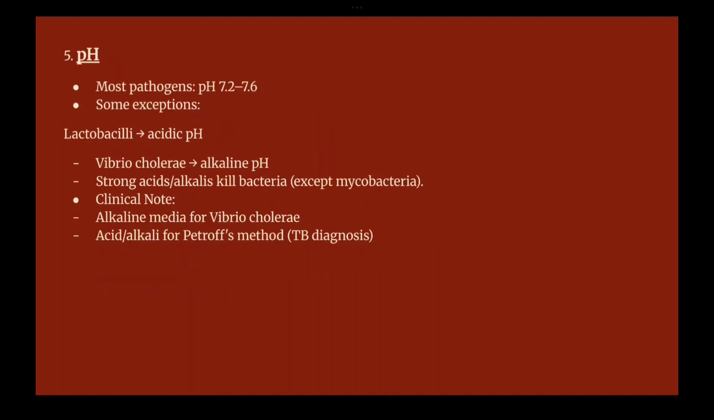Now pH is another factor determining the growth of bacteria, and most of the pathogens grow in alkaline nature, which is 7.2 to 7.6 pH. There are some exceptions which grow in acidic pH, some in alkaline. Most of them grow in neutral pH, but few of them grow in acidic and alkaline pH. One such is Lactobacillus, which grows in acidic pH, and Vibrio cholerae, which grows in alkaline pH.